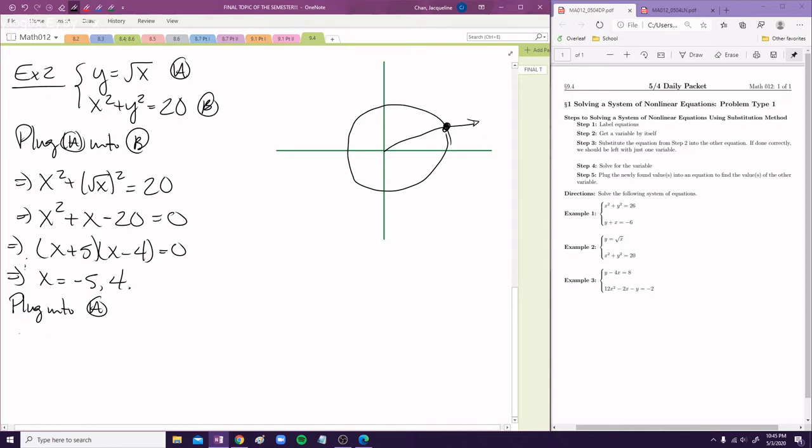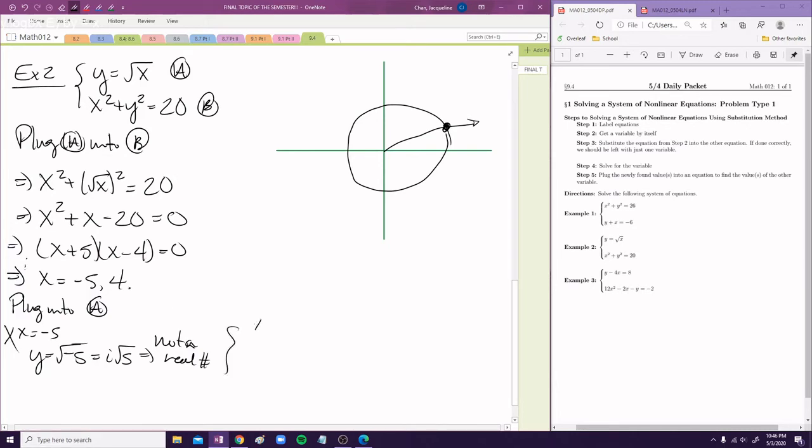Okay. So then we'll get y is equal to... when we use x equals -5, we get y is equal to the square root of -5, right? But what is this? We know that this would be the square root of 5i, but it's not a real number, right? So therefore this is not a solution, right?